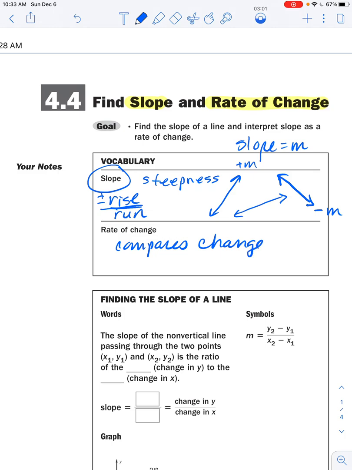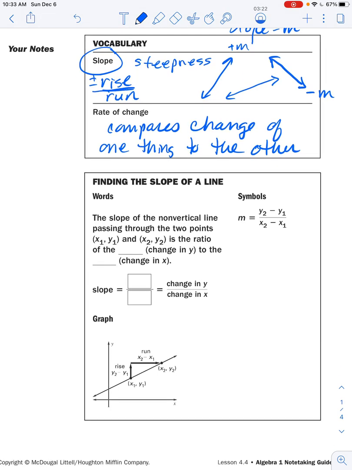Like we are doing up here, rise and run are two different things. How far up and down, how far over. So it just compares the change of one thing to the other. So you might be looking at how much does the cost go up per pound? How much does the speed go up per hour? So you're comparing two different ratios.